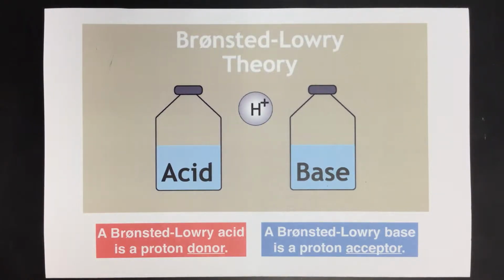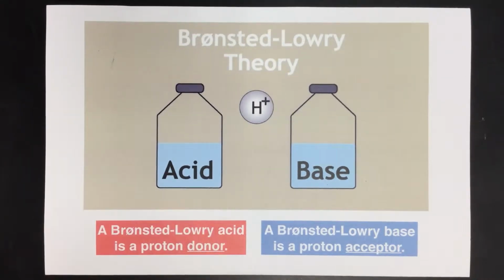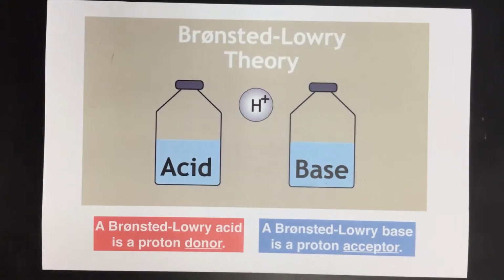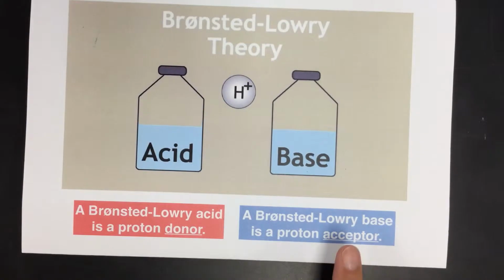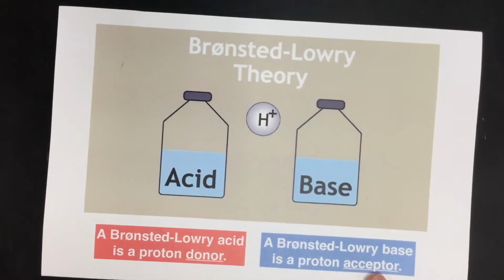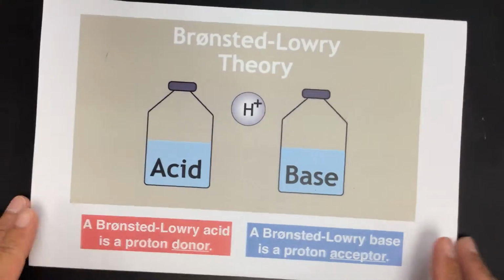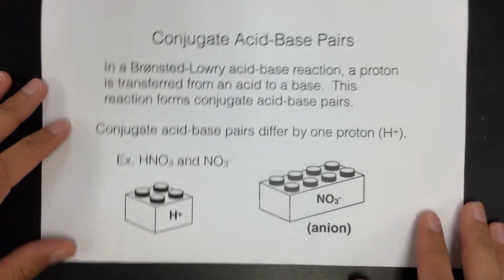Hello, this video is on acids and bases, specifically the Brønsted-Lowry theory of acids and bases. We talked about this in class and learned that if a substance is a Brønsted-Lowry acid, it's a proton donor, and if it's a Brønsted-Lowry base, it's a proton acceptor. We'll talk about what that means in a little bit to answer some problems.